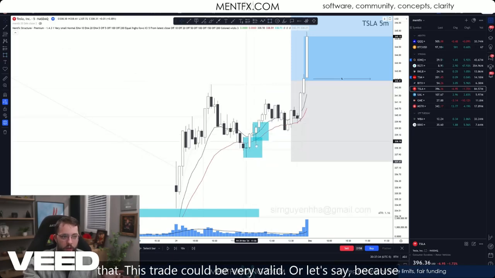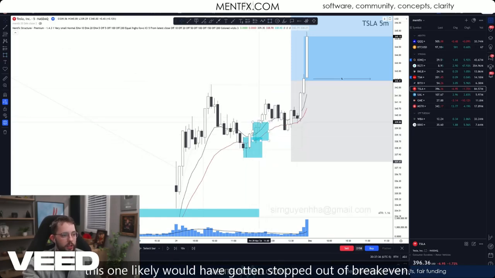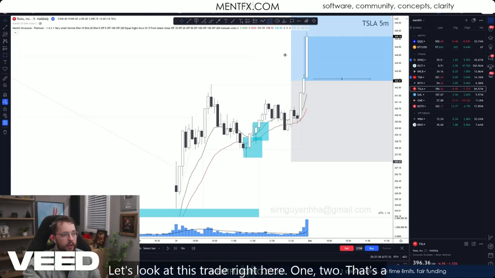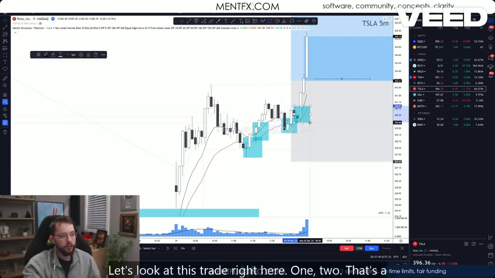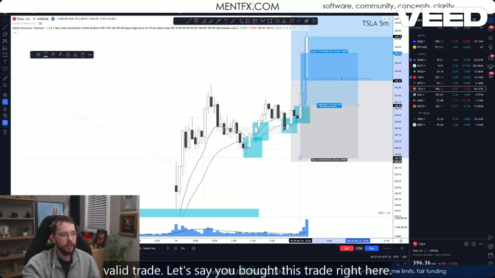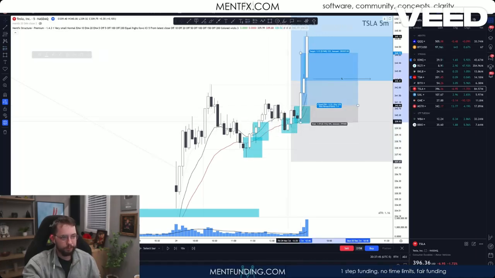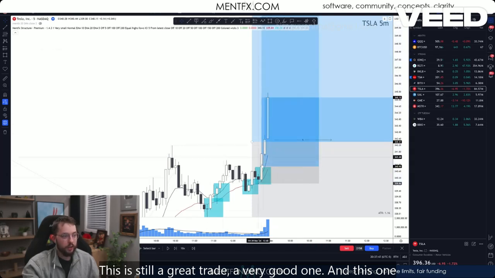There's nothing wrong with that. This trade could be very valid. Or let's say, because this one likely would have gotten stopped out at break even, let's look at this trade right here. 1, 2. That's a valid trade. Let's say you bought this trade right here. This is still a great trade, a very good one.